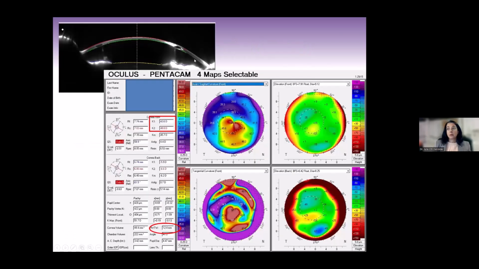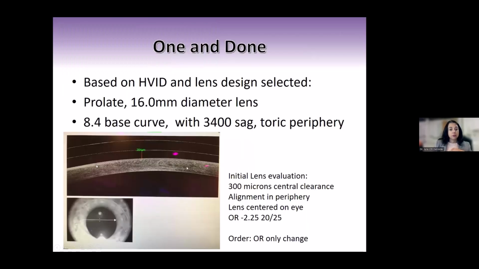You can see the intact marks there. Here's this patient's eye. Here's this patient's topography. We've got some low points and then some higher points. HVID was a 12.4, so 16 millimeter or larger lens would be great here. K values are in the 40, so we don't have to go incredibly steep. So what lens did we do with this? I put one lens on him.